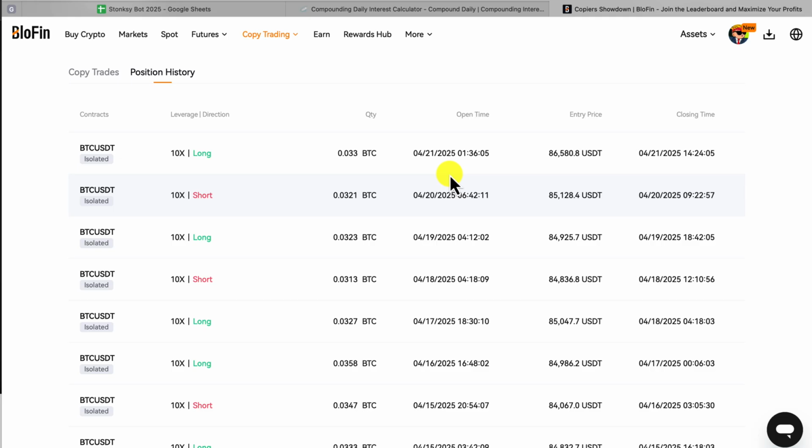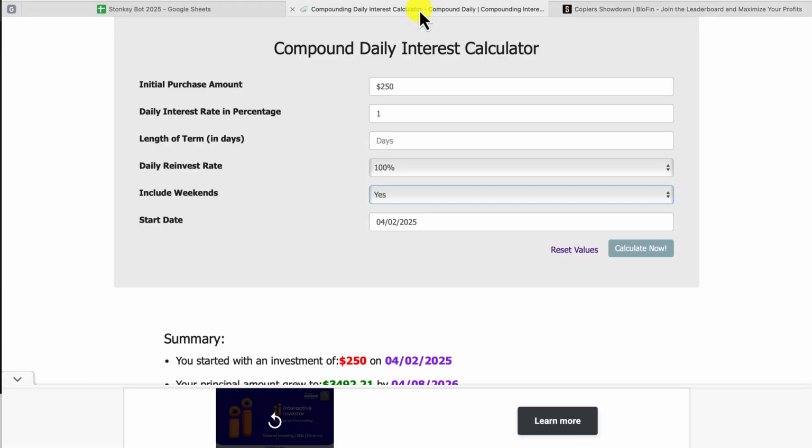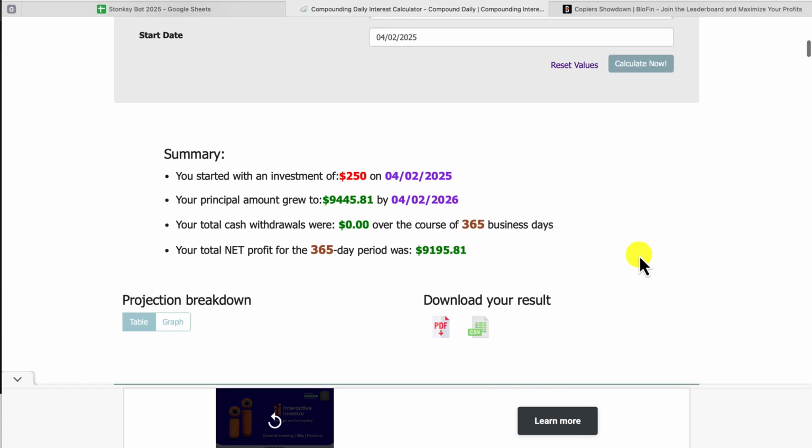Now, at the moment, the bot's taken 17 trades in 20 days. So I suppose it would be reasonable to say that we are investing daily. So let's see what we get in 365 days. Okay, so that means that by the 2nd of April next year, the $250 would have grown into $9,445 with a total profit of $9,195, which is not bad.